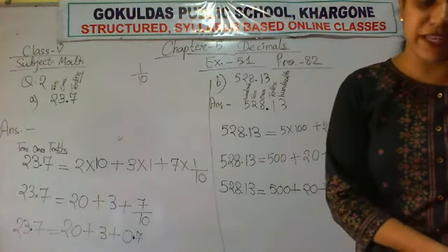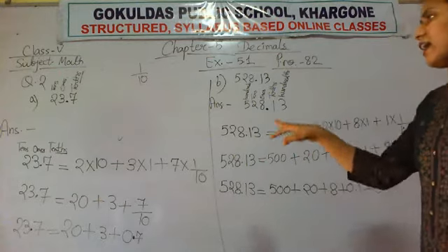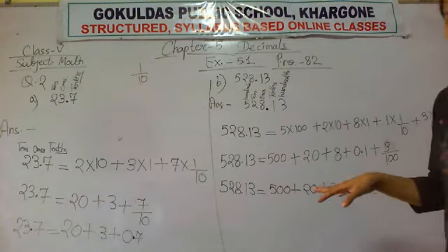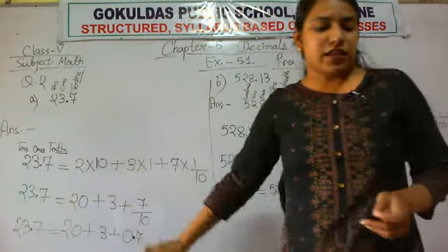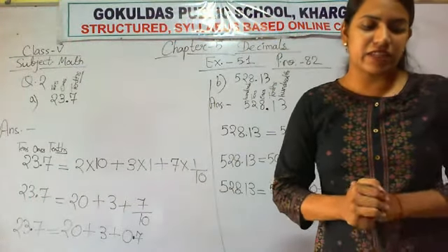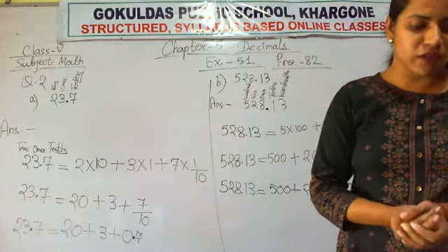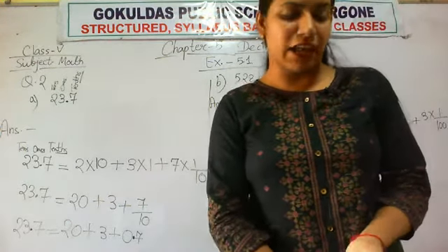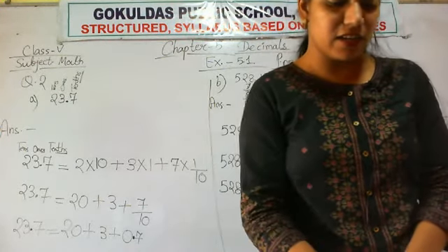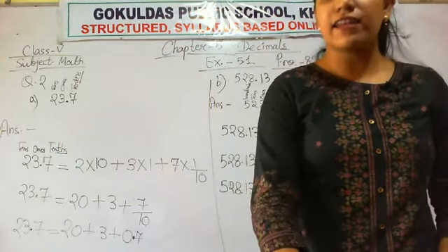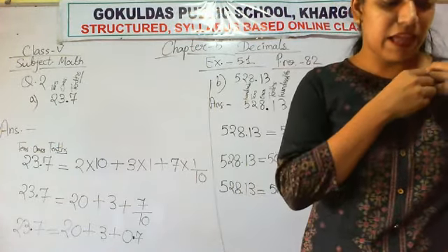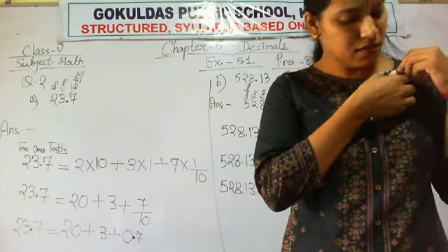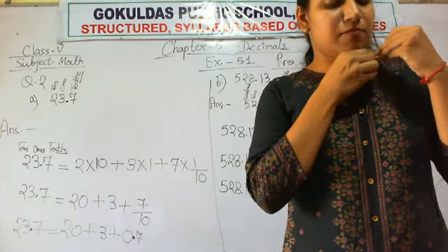I hope the remaining you can try by yourself. I have given you 2 examples. I have explained 2 questions. The remaining C, D, E, F, G, H, try on your own. The remaining questions, that is 3 and 4, we will cover in our coming lectures. Till then, try to read more decimal numbers and write their number names. Okay. Bye students.